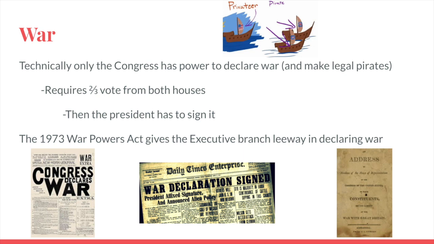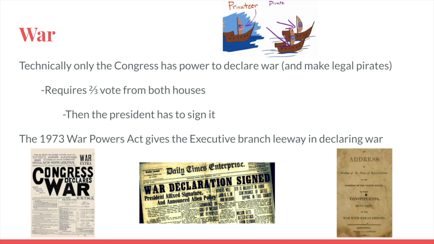Remember, to declare war, you need a 2/3 vote from both houses, so 2/3 of the Senate and 2/3 of the House both need to say, yes, we're going to war, and then the president has to sign off on it. It's never happened where Congress has been like, we're going to war, and the president's like, nah, doesn't happen.